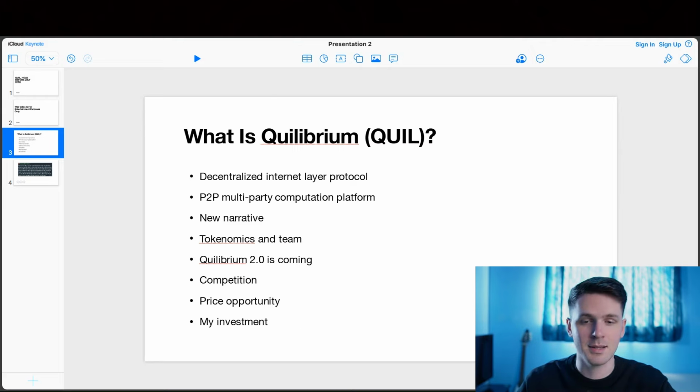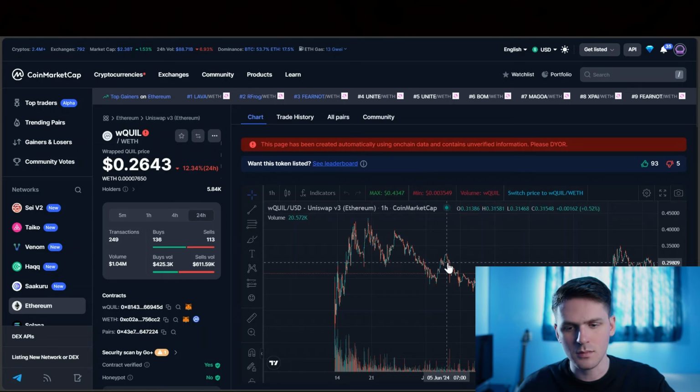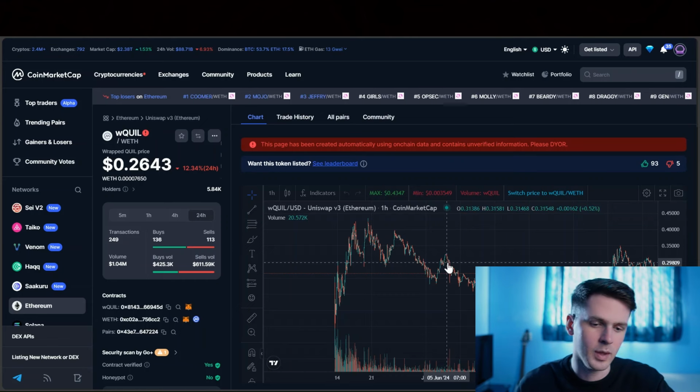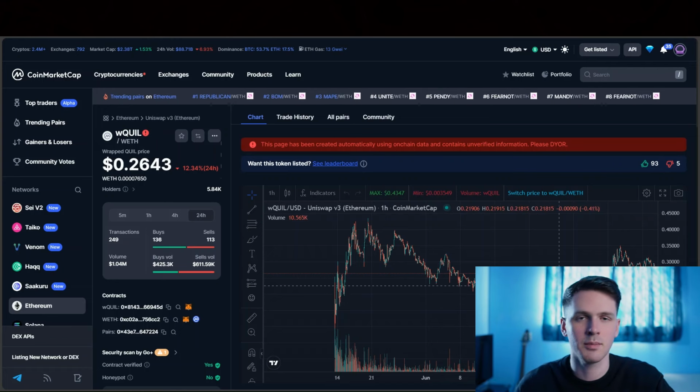Last point is my investment. I personally first bought around 30 cents, which was quite a high buy. I should have waited for a lower entry point. Then I entered again around 17 and 19 cents per Quill. So I'm just in profit at the moment at these price points.